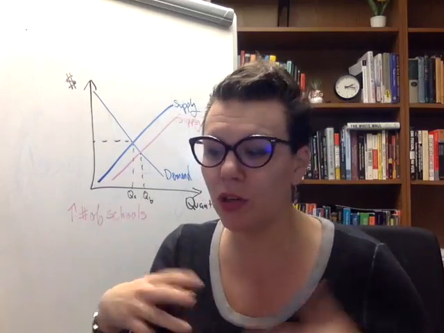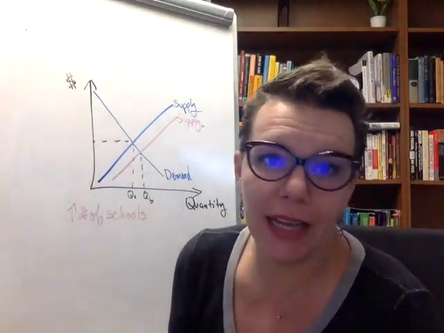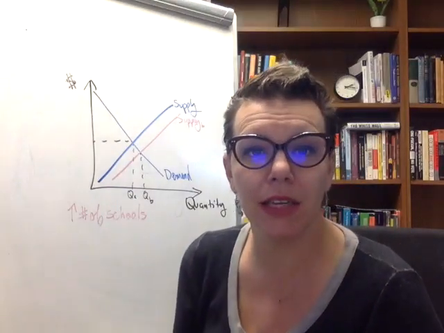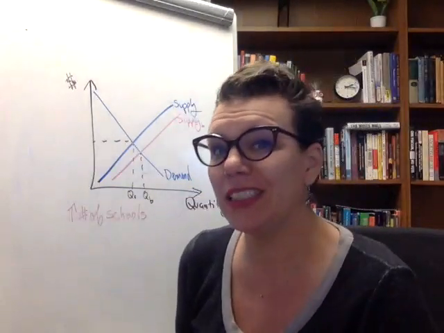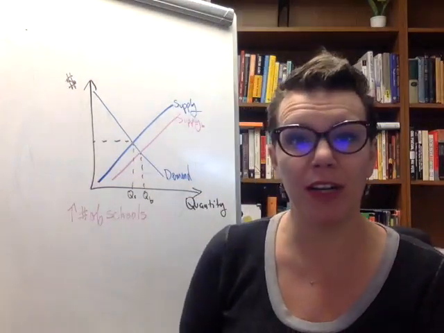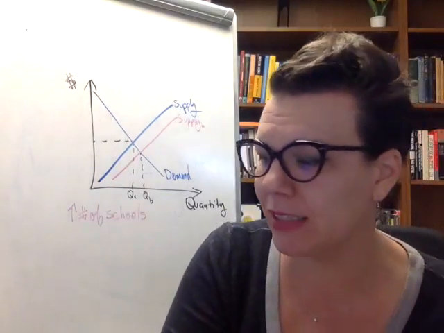Some people tried to shift both supply and demand, and we don't expect that to have an effect on demand necessarily. It might move us along the demand curve, but it's not going to increase the demand for education at every price level, okay? Let me know if that makes sense.